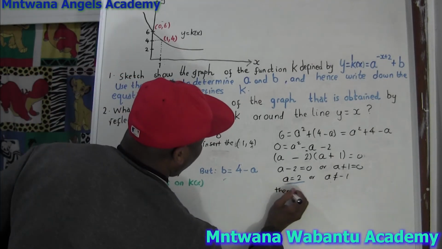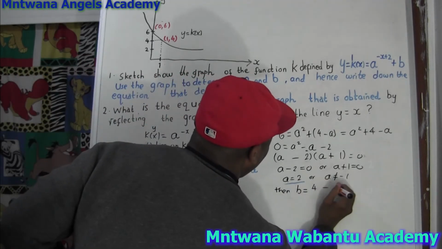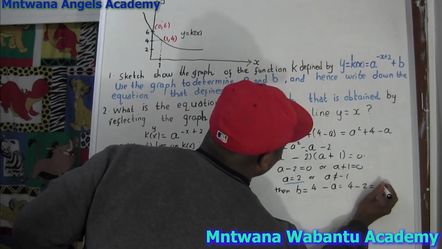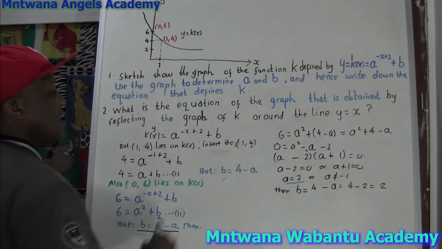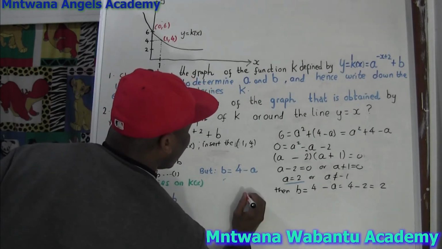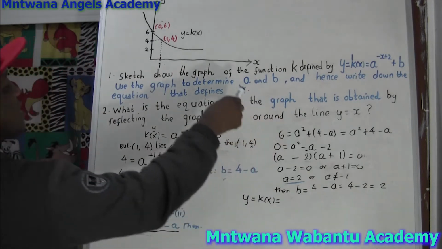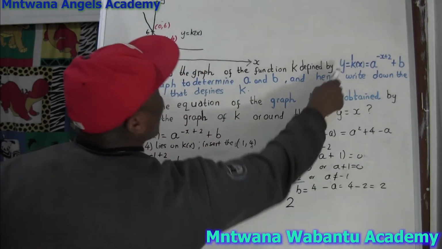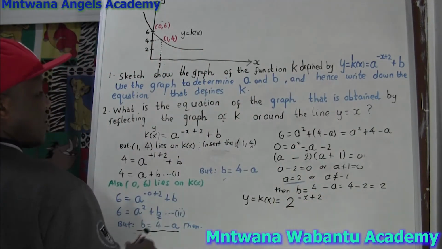So b equals 4 minus a, so 4 minus 2 equals 2. Also b equals 2. So for that case, I have a and b. So then y, which is k of x, equals a. What is my a? I know a equals 2. Negative x plus 2 plus b. What is my b? b equals 2.